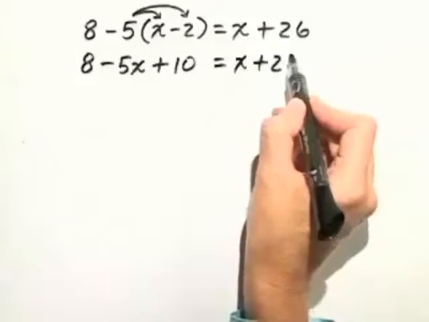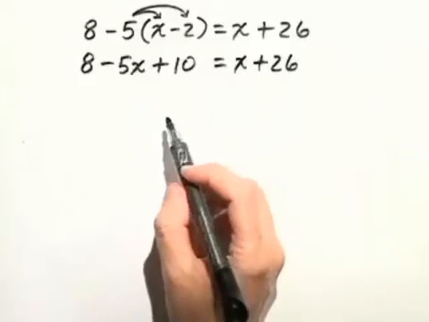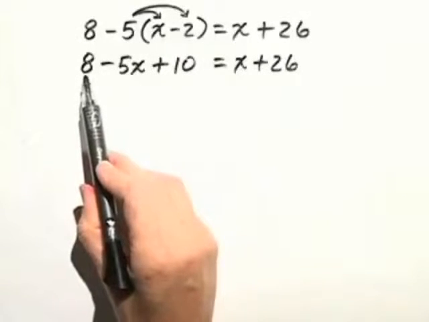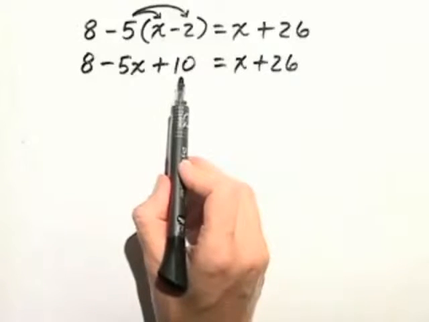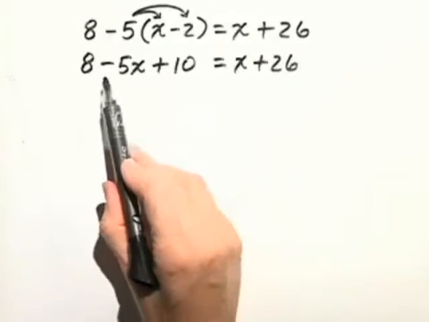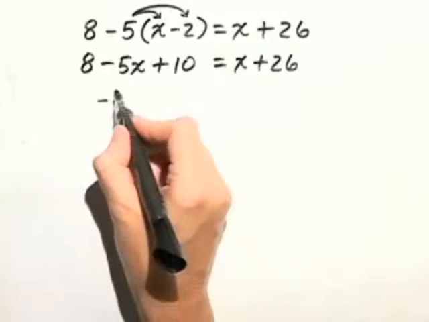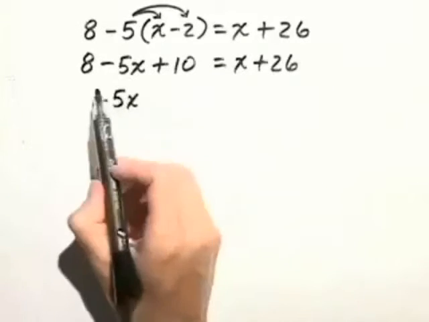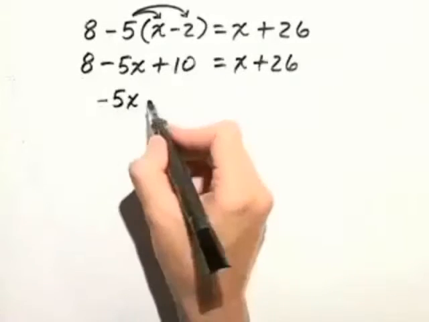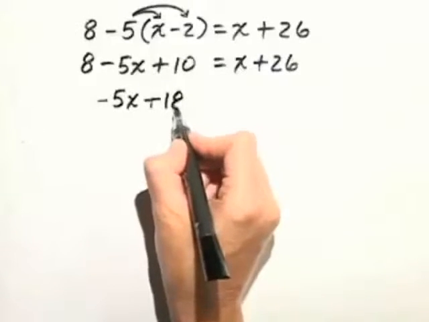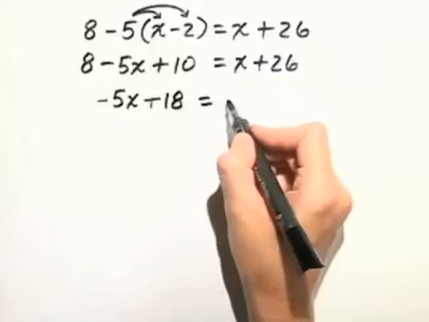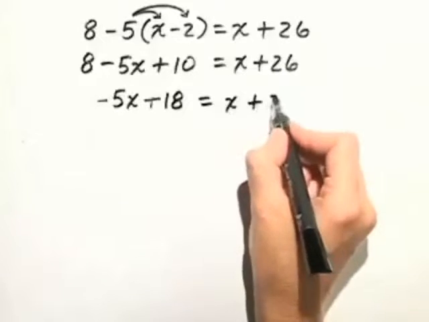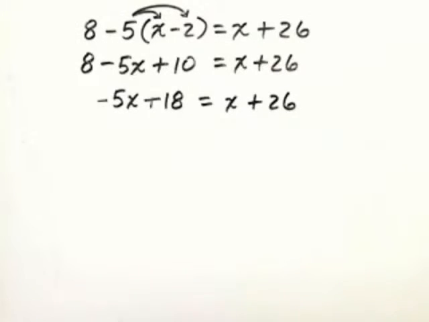x plus 26. Now before we go on, on the left-hand side, we have some constant terms that we can combine to simplify it. So first I have negative 5x, and then I'll combine the 8 and the 10 to get 18. That's equal to x plus 26.